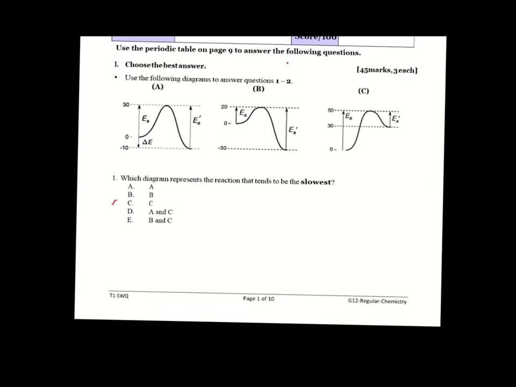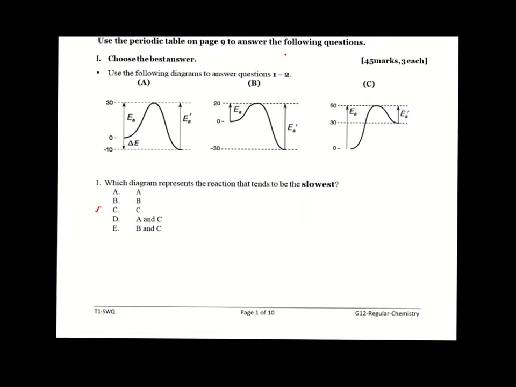Question 1. Use the periodic table on page 9 to answer the following question. Choose the best answer. Question 1. Use the following diagram to answer questions 1 and 2. Which diagram represents the reaction that tends to be the slowest?